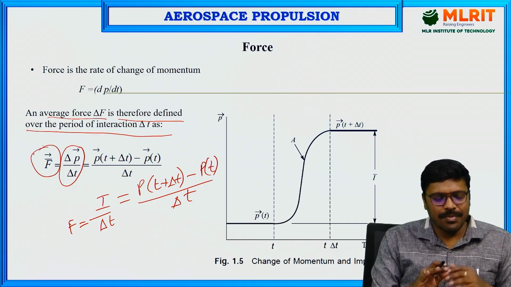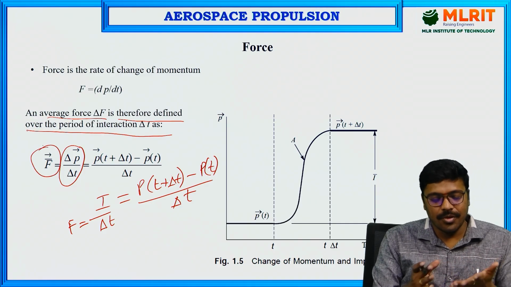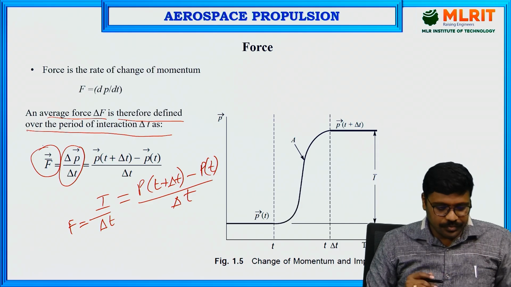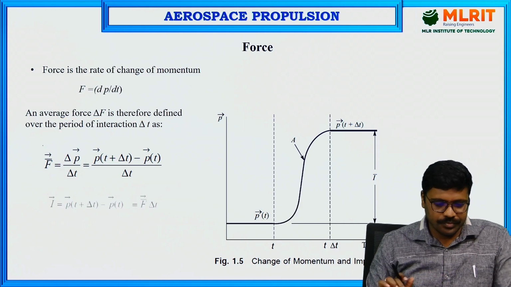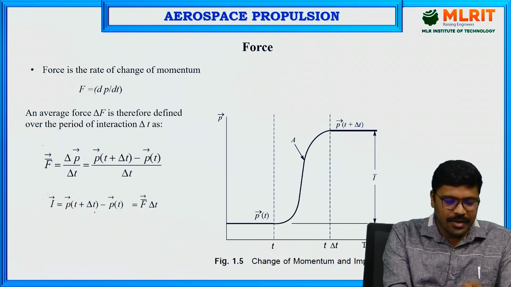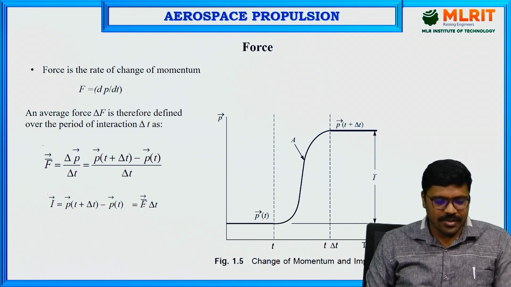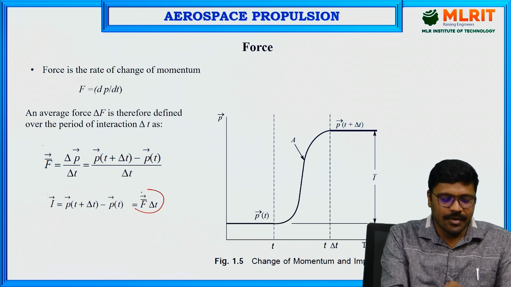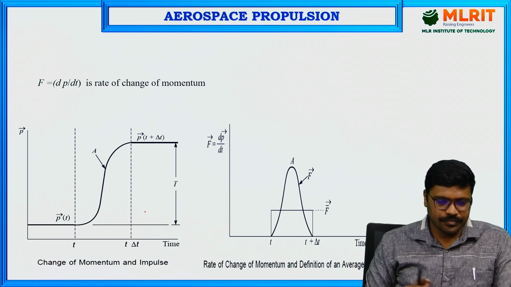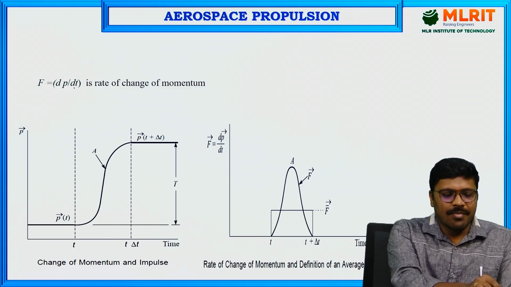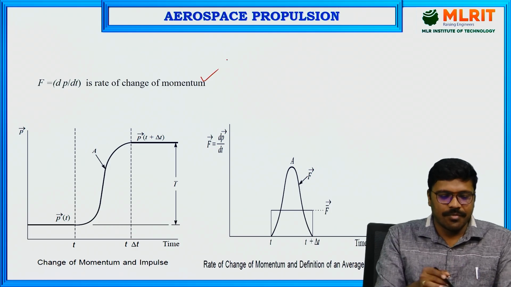But this change in impulse can be uniform or it can be variable. So, here impulse is P of T plus delta T minus P of T, and from this we can write impulse is equal to F into delta T. Next, F is equal to dP by dt, the rate of change of momentum, we have already gone through.